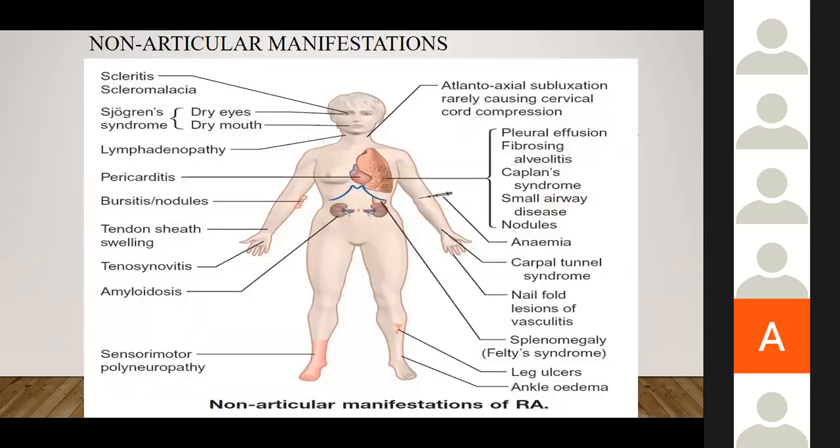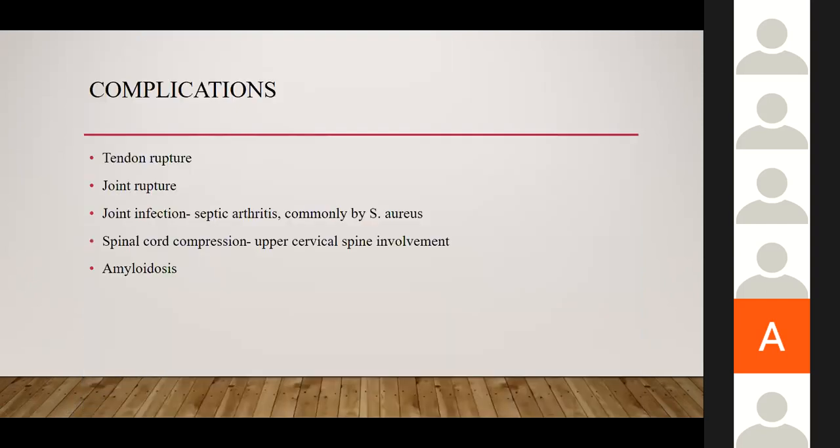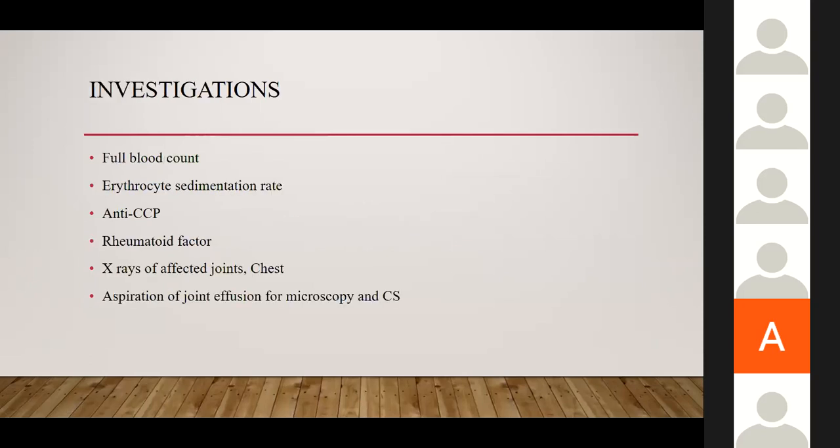You can also have heart issues, inflammation of the heart. So you can see the pericarditis there, which is inflammation of the external aspect of the heart. Complications, the tendon can rupture, your joints can rupture, they can have infection in the joints or septic arthritis. And when they're exposed to Staph aureus, cord compression, which can lead to paralysis, can also have amyloidosis.